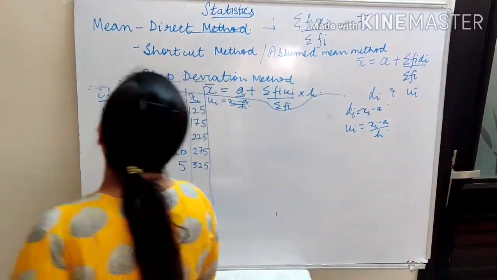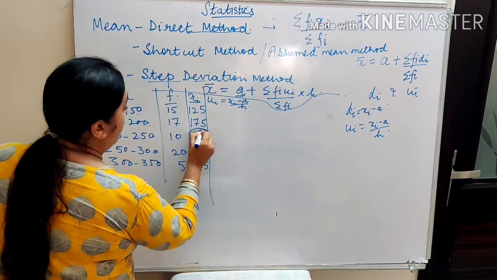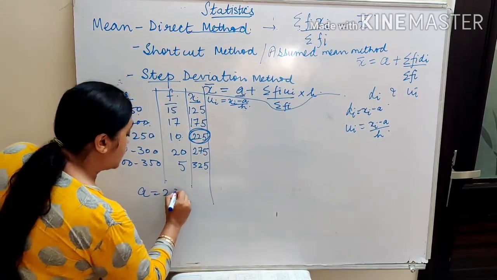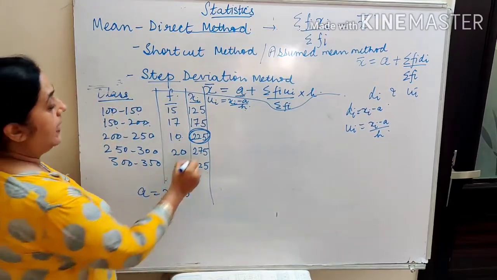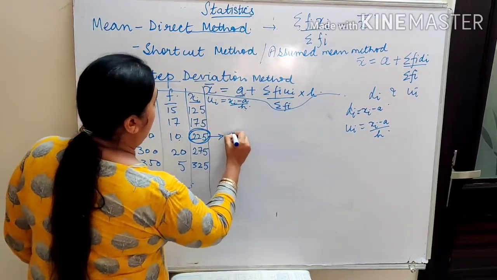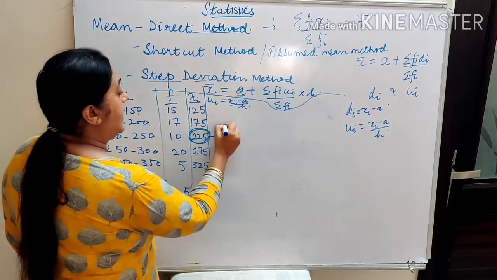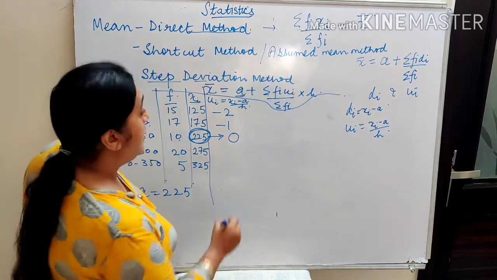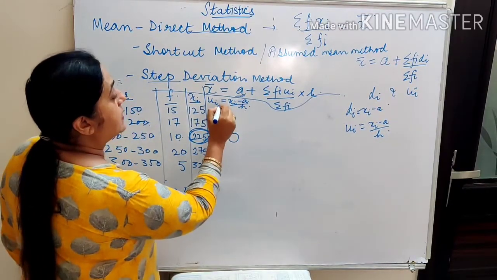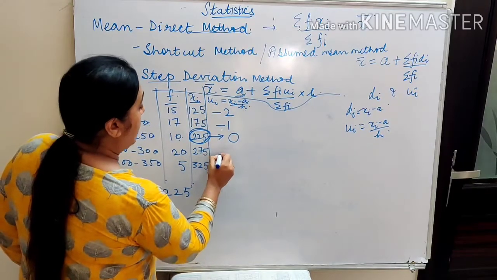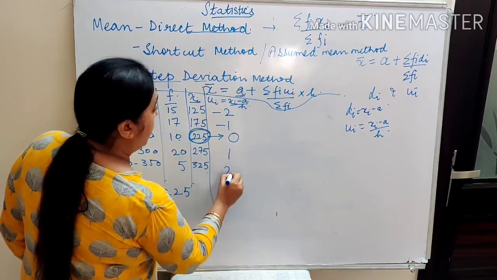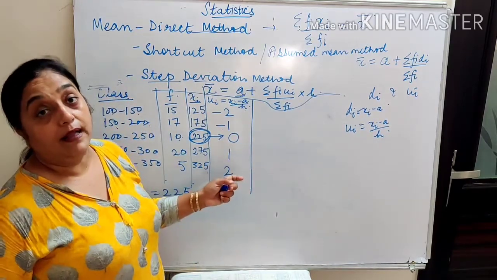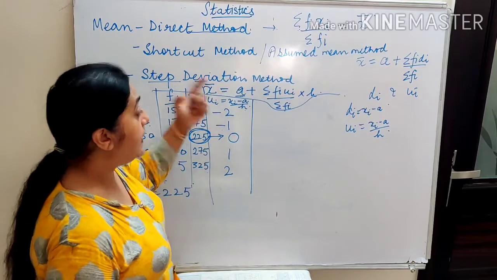Now, please see. I have assumed the mean to be 225. So here I will write a is equal to 225, and I will put 0 here. When you do the calculation xi minus a upon h, you will automatically get minus 1 and minus 2 here, and 1 and 2 here. You do the calculation and you will find that I have written it absolutely right. So by this trick also you can directly write this.